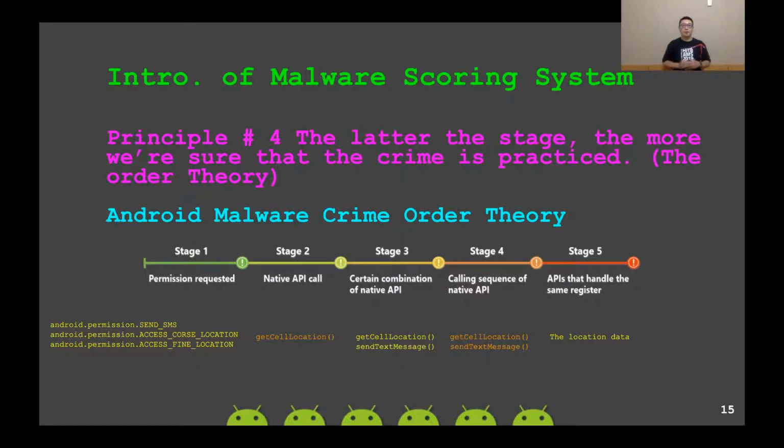For example, if a malware tries to send out your location data by using SMS, in stage one, we will check if related permission is requested by the malware. And then, we will check if the key native API is called. And in stage 3, we will see if certain combination of API exist. And then we will check if the APIs are called in a specific order. The last stage, finally, we check if the APIs are handling the same register.